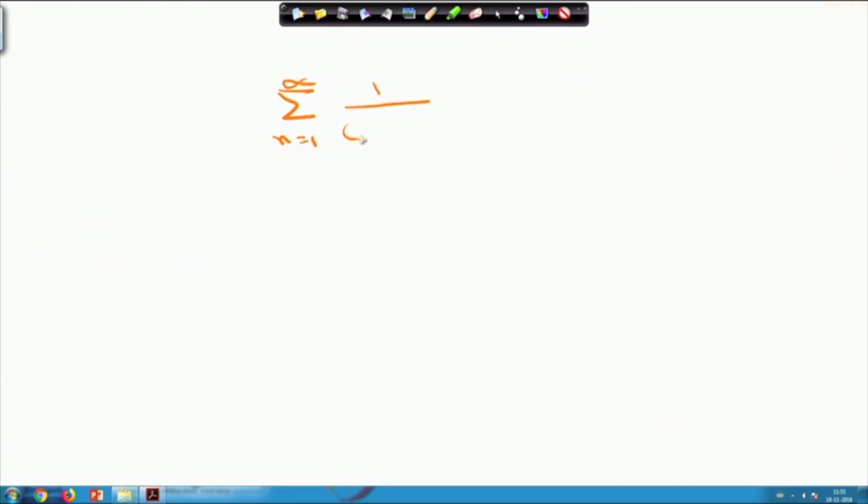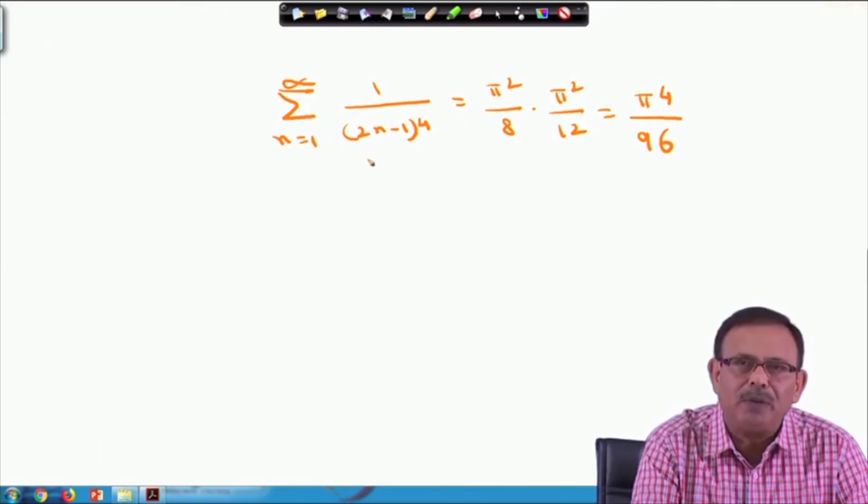I will obtain 1 by twice n minus 1 whole to the power 4. This ultimately you will obtain as pi square by 8 into pi square by 12, so that the value is pi to the power 4 by 96. So, therefore, using the half range cosine series of f x equals x, which is defined in the interval 0 to pi, we are getting that the value of summation n equals 1 to infinity 1 by twice n minus 1 whole to the power 4 equals pi to the power 4 by 96.